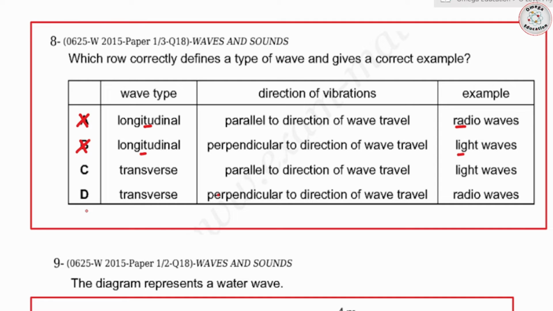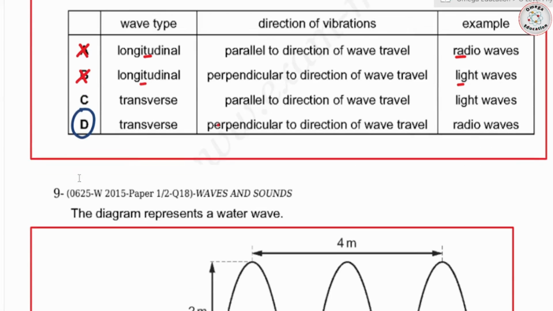According to the definition of a transverse wave, the particles in those waves vibrate perpendicular to the direction of energy transfer, or to the direction of wave travel. So this one has to be option D. So D is the right answer for this one.